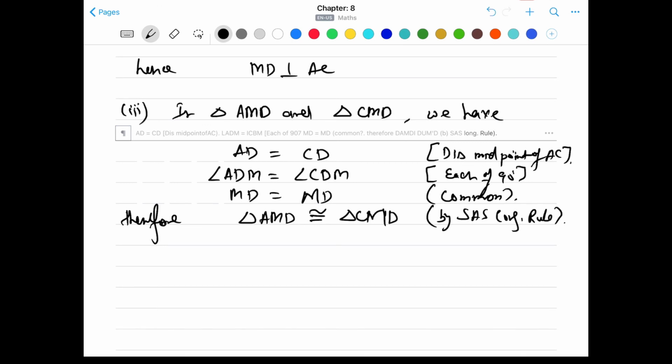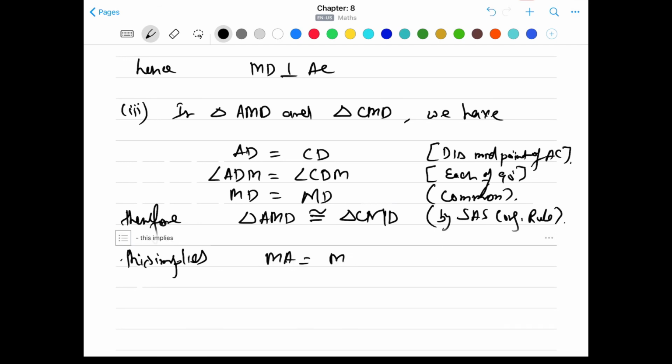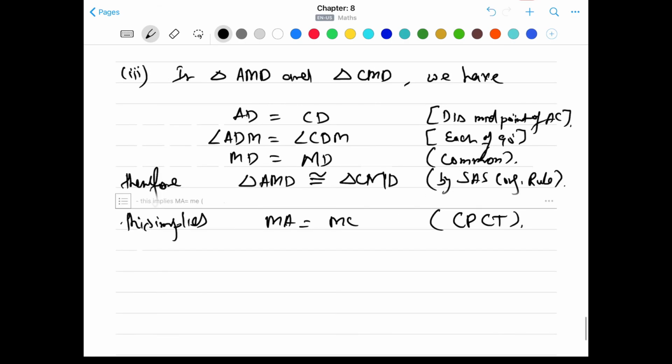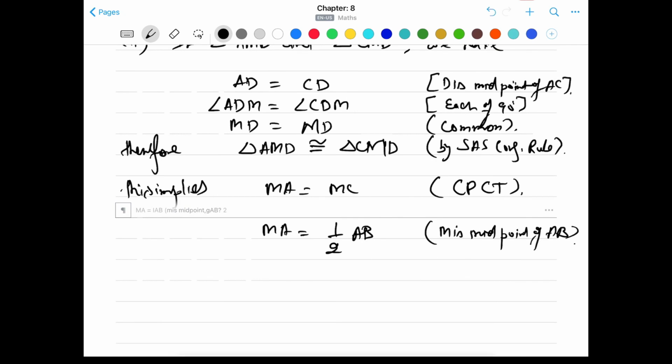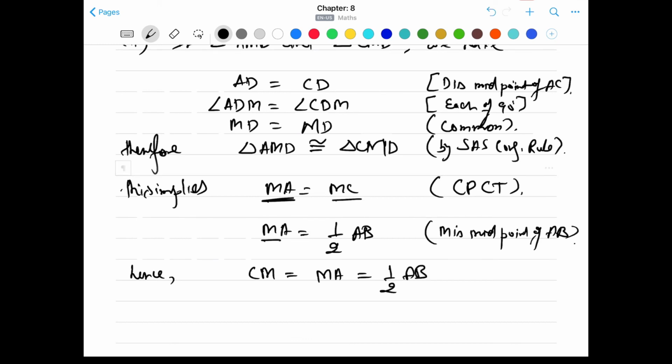Now since these two triangles are congruent, their corresponding parts are equal, so this side MA will be equal to MC. This is by CPCT: corresponding parts of congruent triangles are equal. Also, MA is half of the side AB, so MA is equal to half of AB, since M is the midpoint of AB. So finally, hence CM is equal to MA, which is equal to half of AB. Because we have proved that MA is equal to MC and MA is equal to half of AB, CM or MC is equal to MA, which is equal to half of AB, and that's what we had to prove in the second part of question number 3.